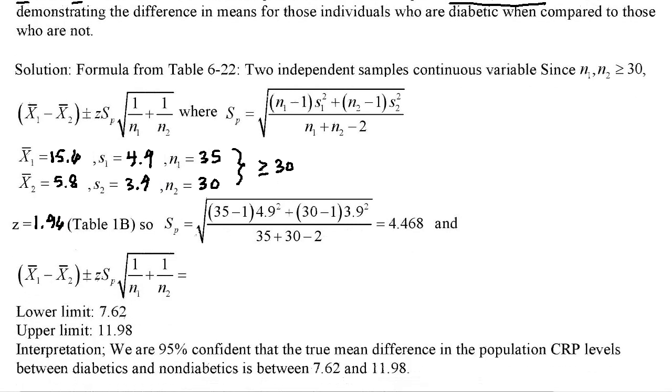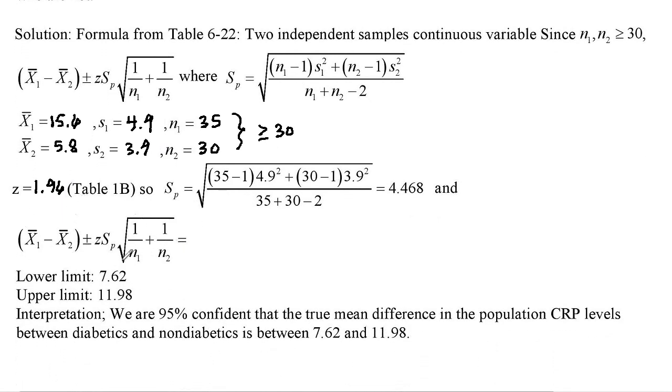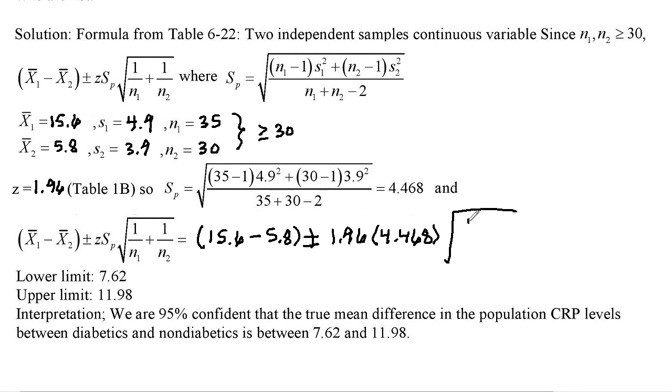So now we're ready to go ahead and do our plug-ins into this formula from table 6-2-2. I just brought it down here. So we've got the difference of those two means, which is going to be 15.6 minus 5.8, and then plus or minus that z value of 1.96, and then times S sub p, which is the 4.468, and then times the square root of 1 over the first sample size, so that's going to be 1 over 35, plus 1 over that second sample size, which is 1 over 30.